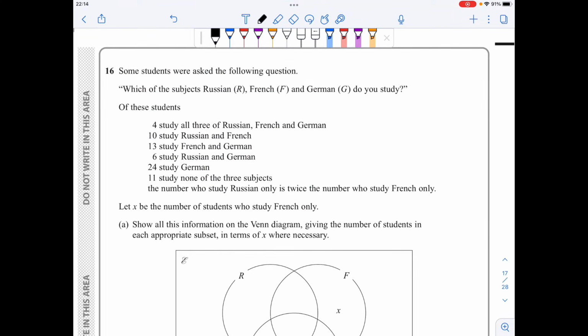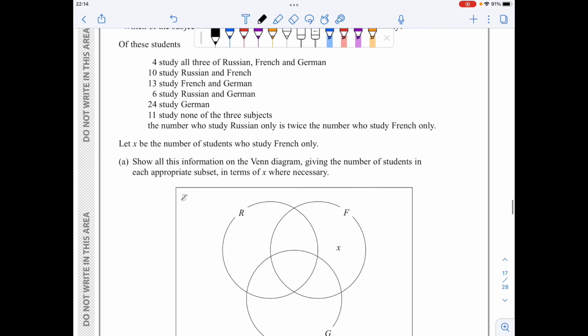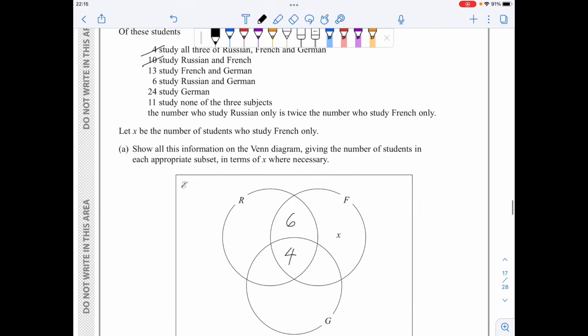In question 16, I'll start completing the Venn diagram using this information. So from the first one, 4 study all 3 languages, then 10 study Russian and French. So these 2 regions are 10, which means I've got a 6 on top of 4. 13 study French and German. So these 2 regions are 13. So I've got a 9 here. And then 6 study Russian and German. These 2 regions are 6. So I've got a 2 here.